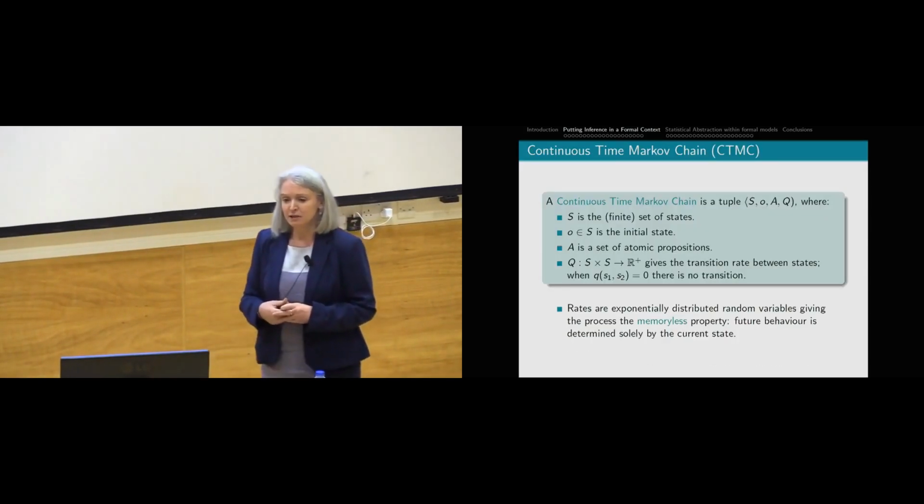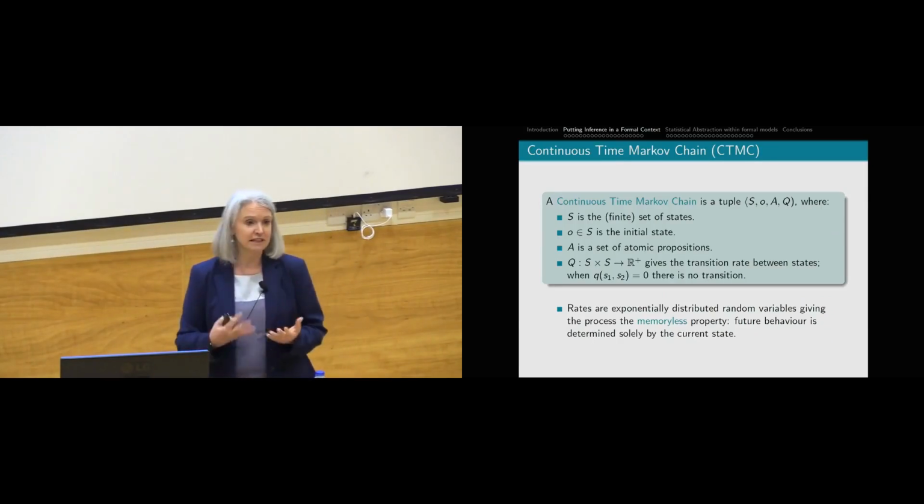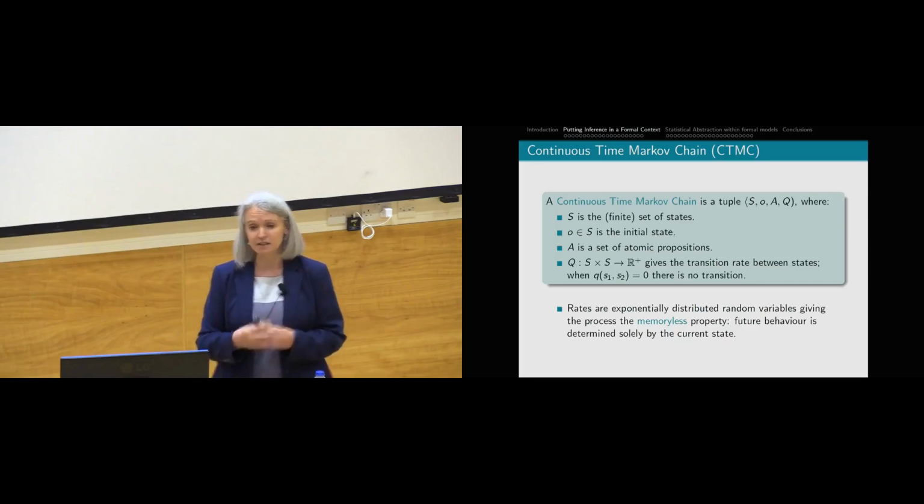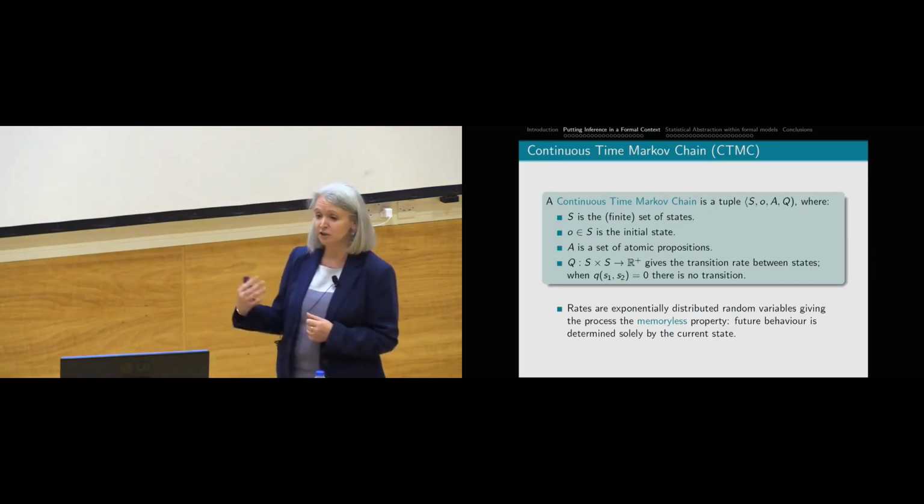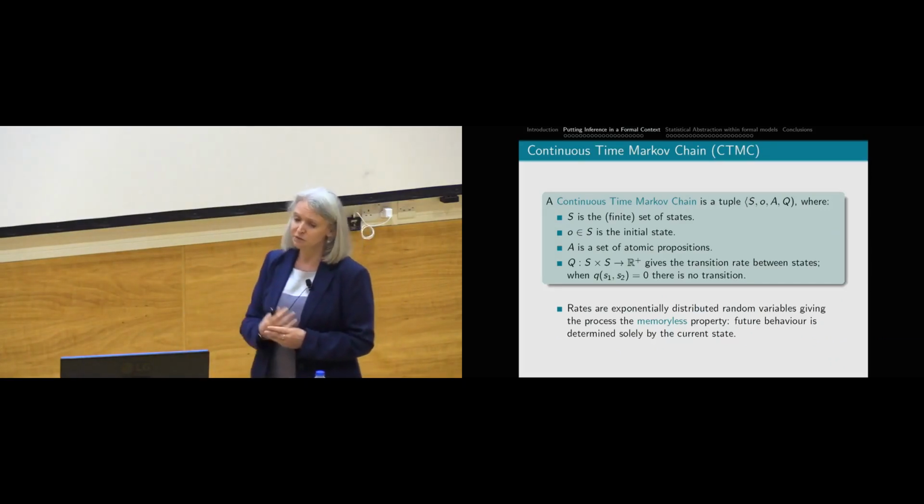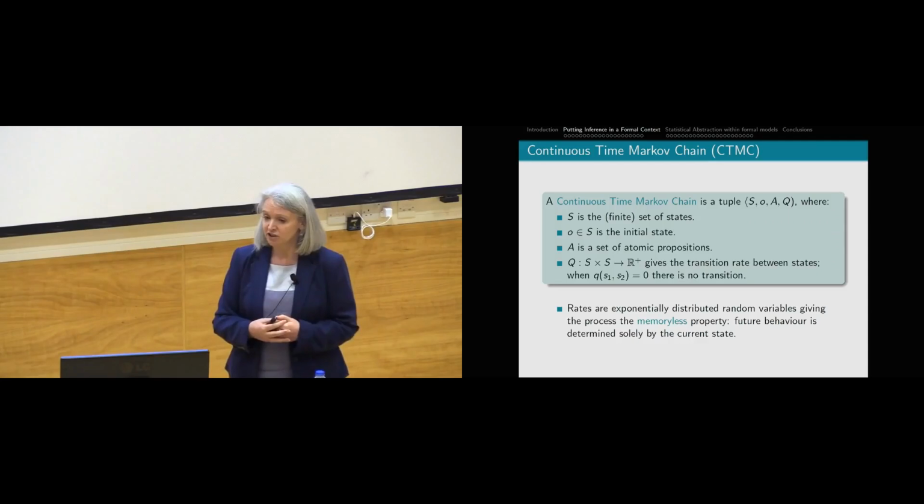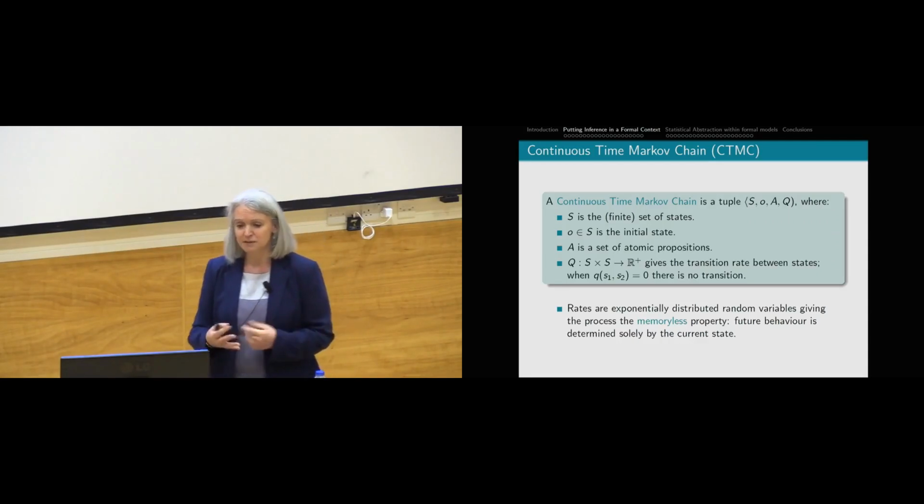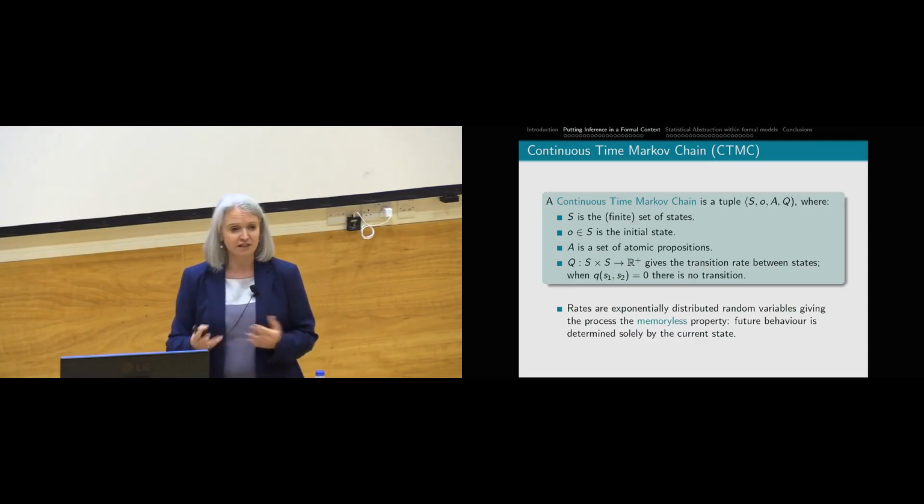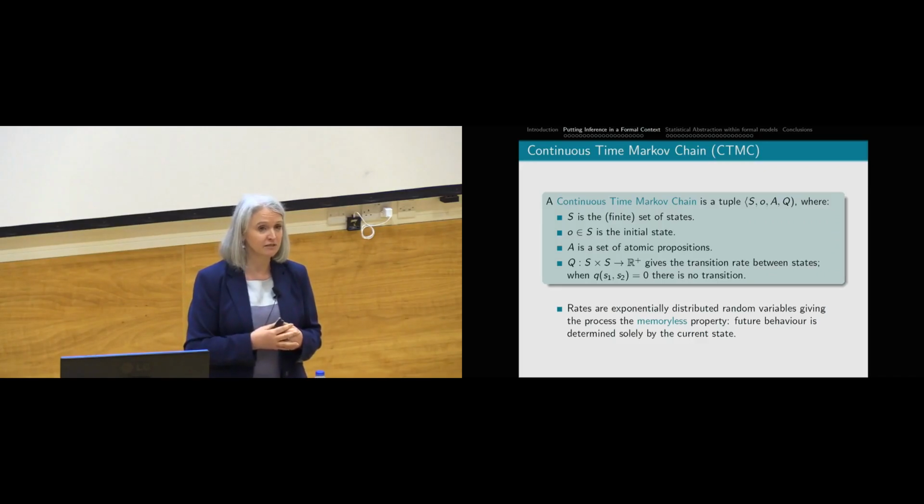So a continuous time Markov chain, as I say, you can think of it really as like a state machine with some extra information. It's a set of states, usually finite if we're going to use linear algebra, but some of the models I'll talk about are not. We have an initial state, and we have a way of labeling our states to know what's happening in them, and then we have a transition relation, which we typically represent as a matrix, and this gives us the rate of moving between the different states.